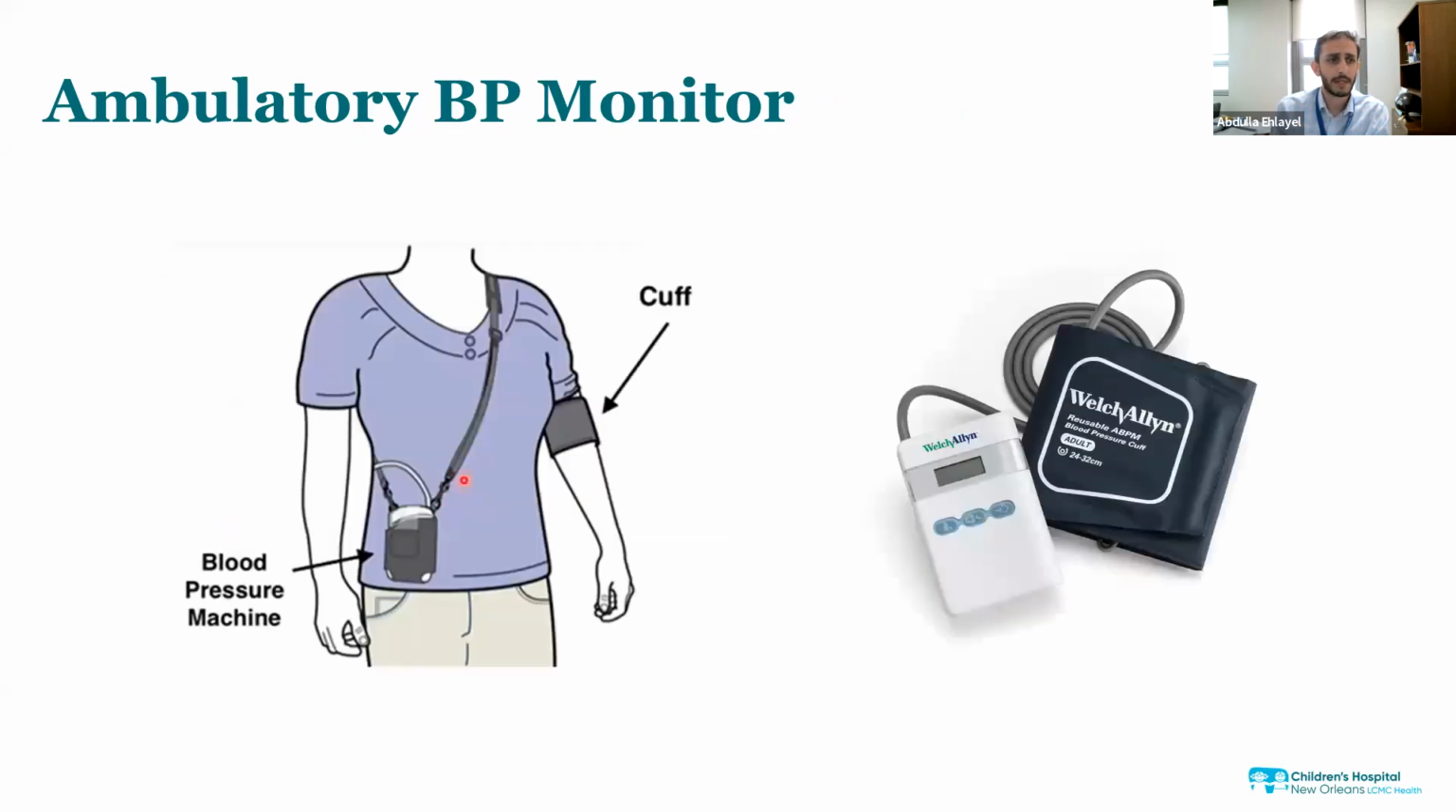So this is what it looks like. The device is worn on the arm, the cuff is on the arm, and the device can be worn like a bag or a strap. The device is about the size of your cell phone, and they wear it with them. They sleep in it and eat in it for 24 hours and then return the device. This is a picture of the device, or one of the devices available on the market.